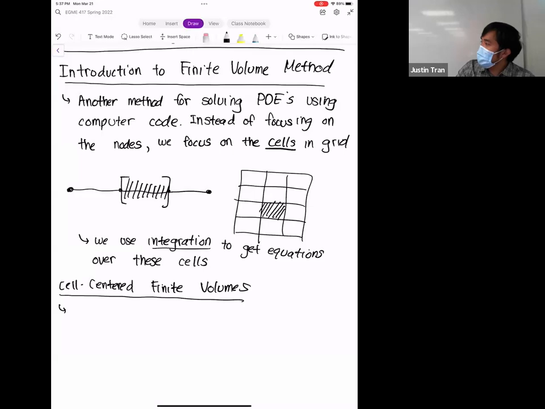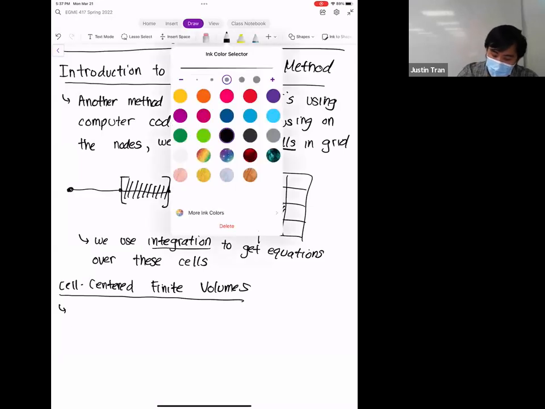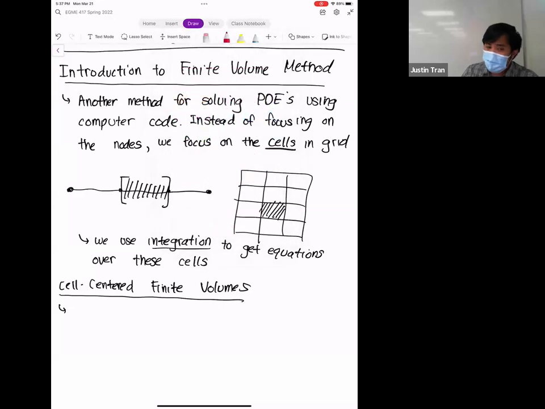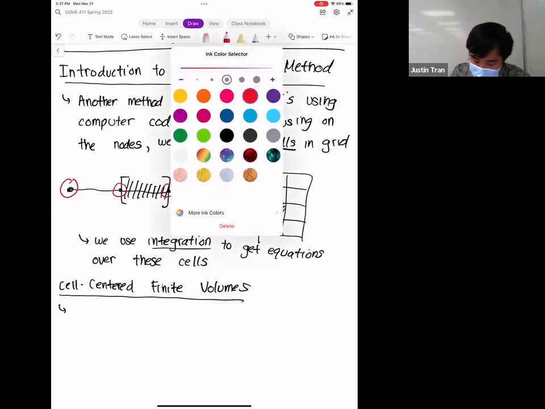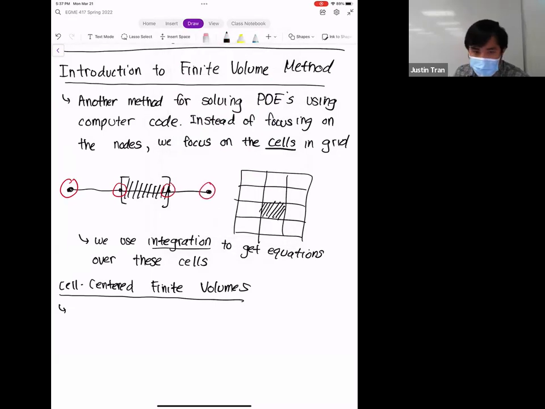Because in finite differences, it was very clear. We solved our equation, and what we obtained was a list of solution values. Those solution values were basically the values of our solution at each of the nodes in our grid. I've circled those in red to remind you of that. In finite volumes, we're still going to get a list of values. It's not going to be a function.